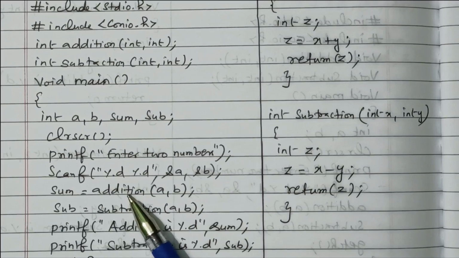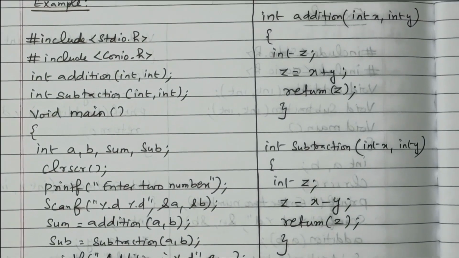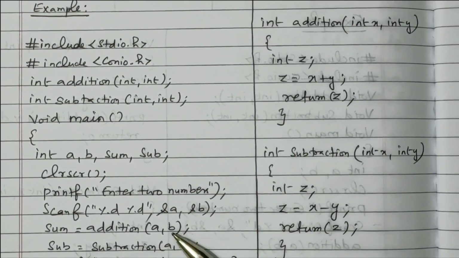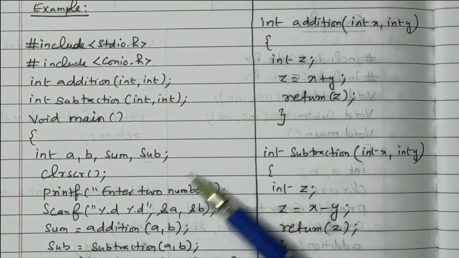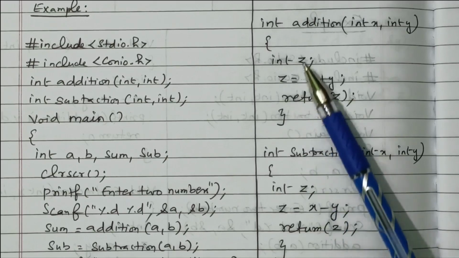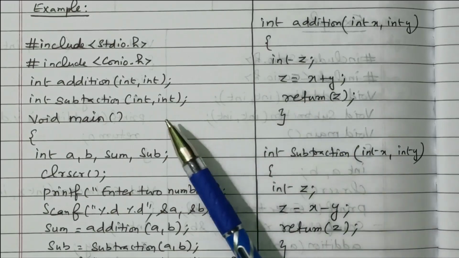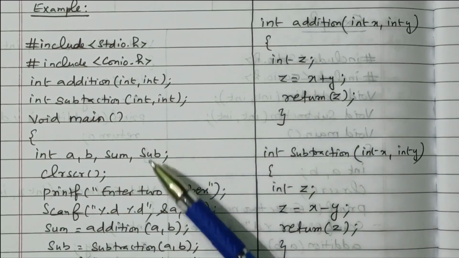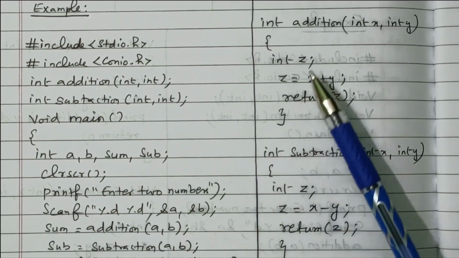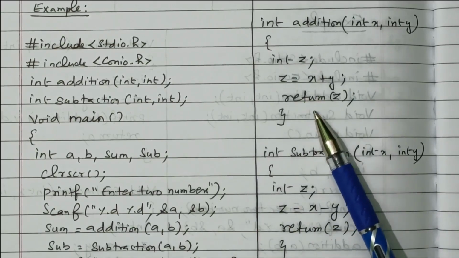So while calling this function, what will happen? The control will transfer to the function definition addition. So from here addition, the control will go to this function definition. This is the function definition, right? This is function declaration. This one function calling, function definition. We are defining the function.